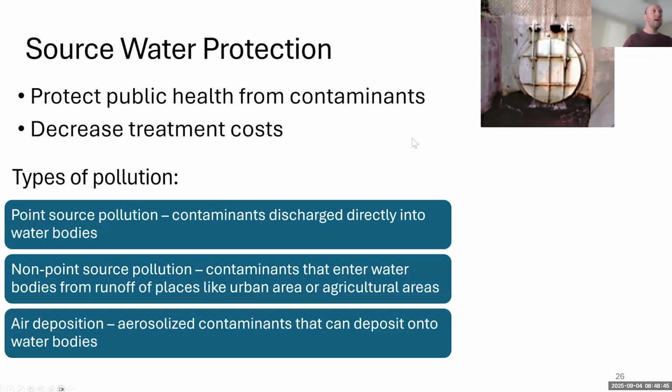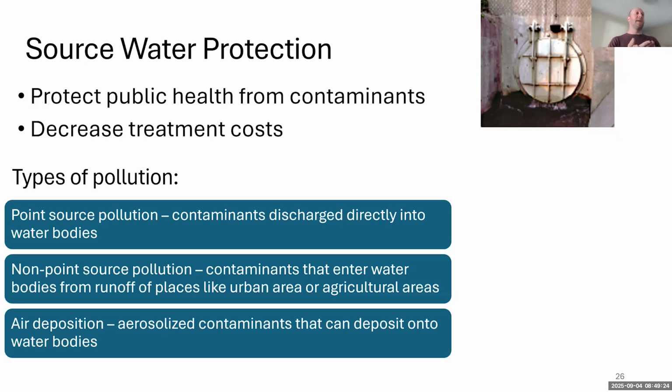Non-point source pollution, that's contaminants that enter the water bodies because of runoff from places like urban areas or agricultural areas or golf courses. There are all kinds of pollutants in our urban and our rural environments that are harmful for water bodies, whether it's fertilizer or engine oil from cities or all kinds of stuff. When precipitation events happen, they wash all of the stuff that's on the surface into our water bodies, and that's called non-point source pollution.